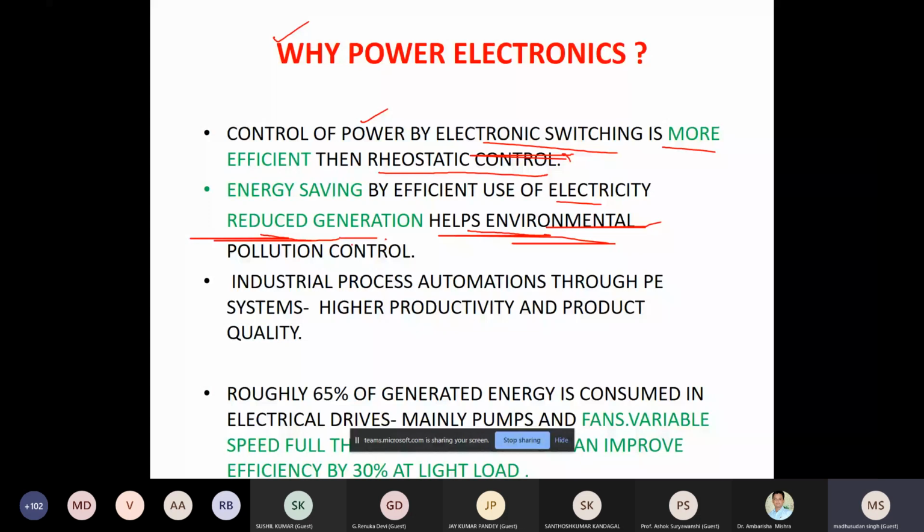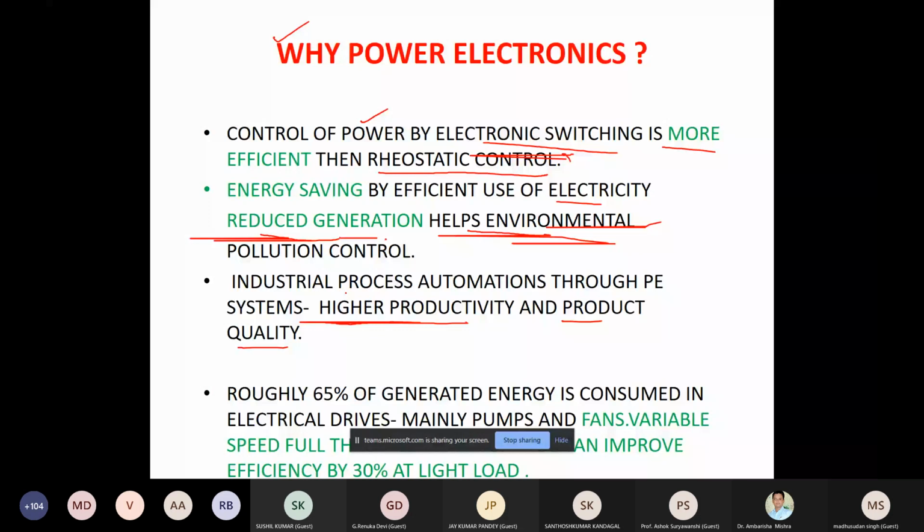Industrial process automation: nowadays most modern industries are automated. Whether you go to Maruti or any chemical or fertilizer industry, you see most of the processes are automated. Automation means, suppose there is a motion control, it is all through motors, and the motor is supposed to run at a fixed speed, fixed torque. All those are achieved using only power electronics. And once you do automation, the major benefit you get is higher productivity and product quality. So indirectly, power electronics enhances productivity and product quality.